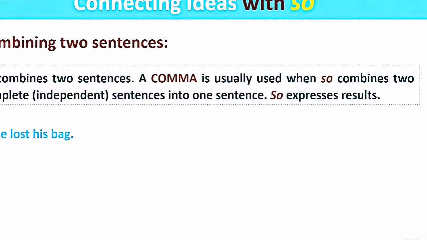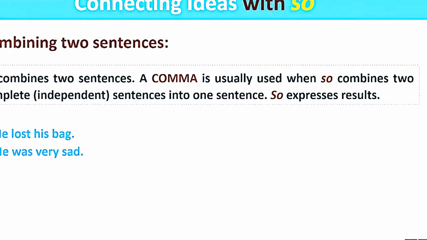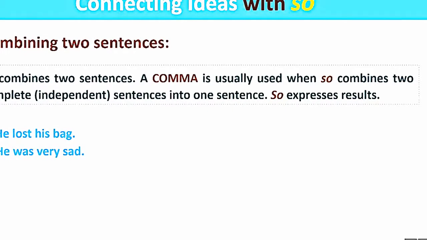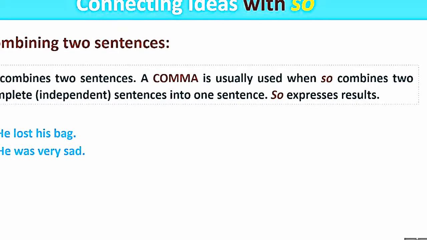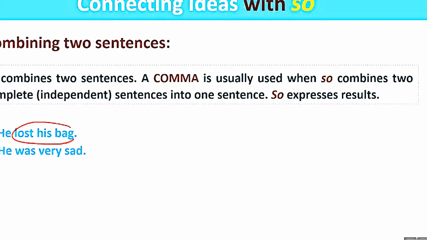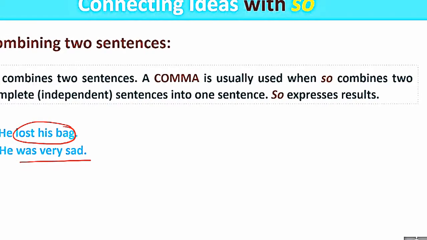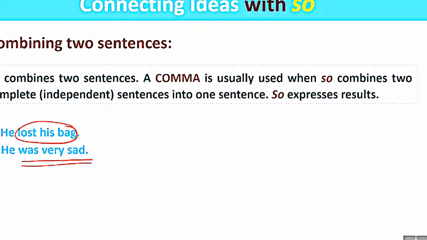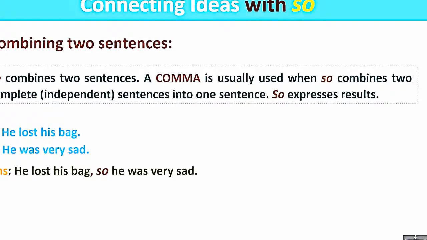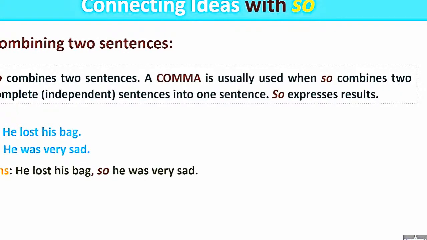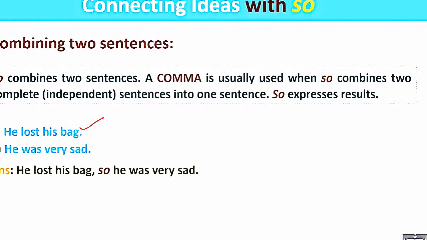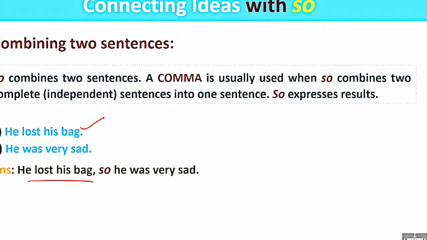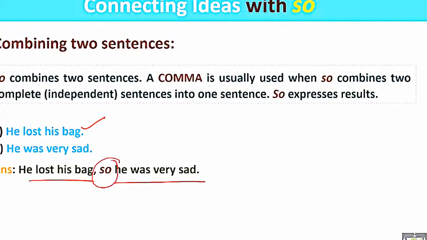He lost his bag. He was very sad. In these two sentences, one is the reason and the other is the result. He lost his bag and he was very sad. This is the result, and we are going to join these two sentences with so. Let's see the answer. He lost his bag, so he was very sad. In this sentence, we see this is the cause and this is the result, joined by so.